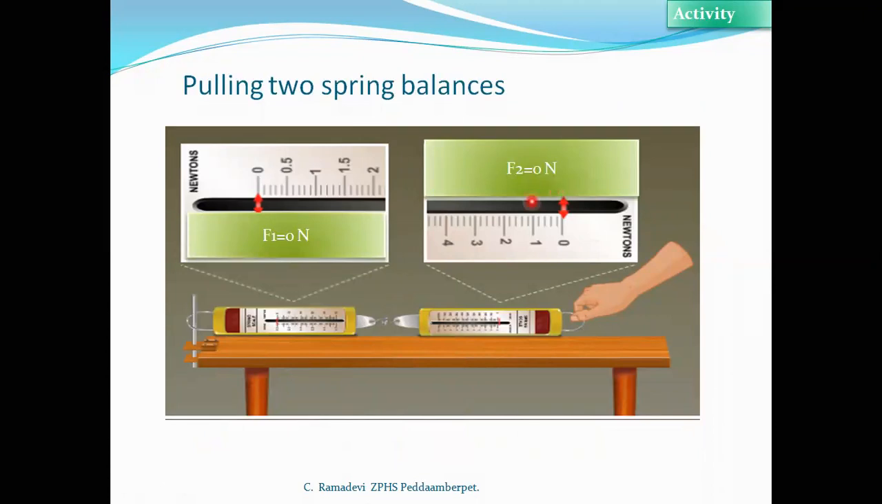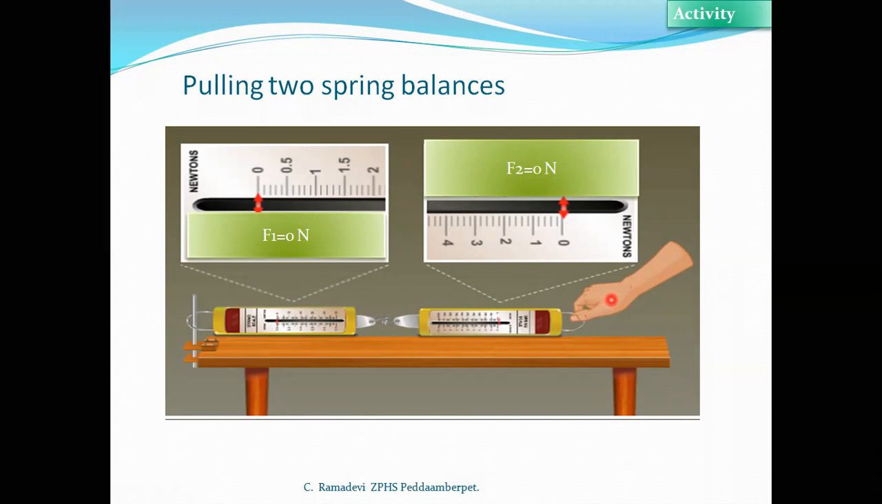The ring of the first spring balance is attached to the hook fixed to the table, and then the hook of the other spring balance is attached to the hook of the first spring balance. Now the ring of the spring balance is pulled. When they are free, we see that the forces are 0 newtons.